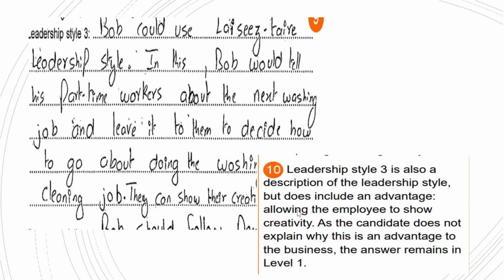Leadership style 3 is also a description of the leadership style, but does include an advantage, allowing the employee to show creativity. Even though it is not that relevant, okay, creativity in whatever way they're doing it, we can't really challenge that. As the candidate does not explain why this is an advantage to the business, the answer remains in level 1. So nothing particularly new is added in the answer.